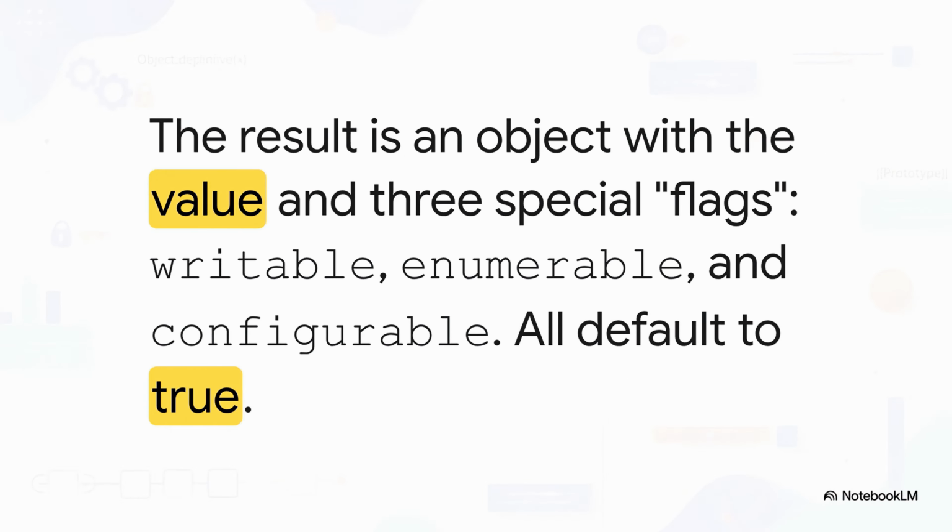And boom, here's what we get back. It's just a simple object with 4 key value pairs. We've got the value, of course, that's John, but the real magic is in these 3 flags: writable, enumerable, and configurable. When you create a property this way, they're all set to true by default. And that's exactly why you can change the value, loop over it, and delete it with no problems. But what happens when we start flipping these switches?